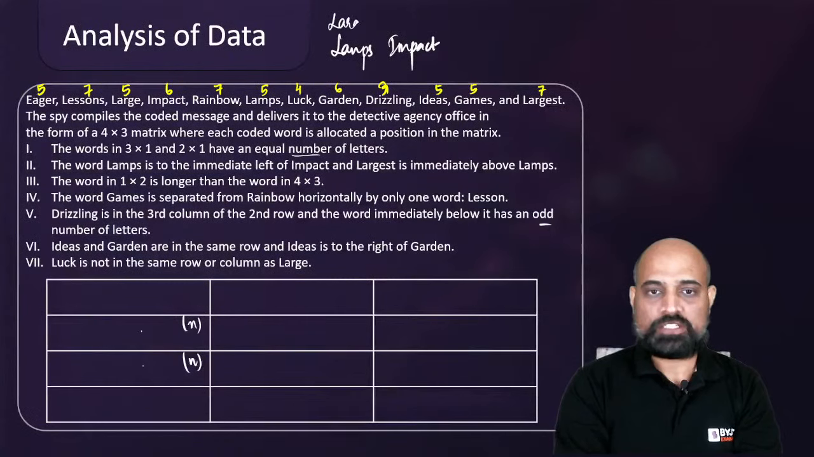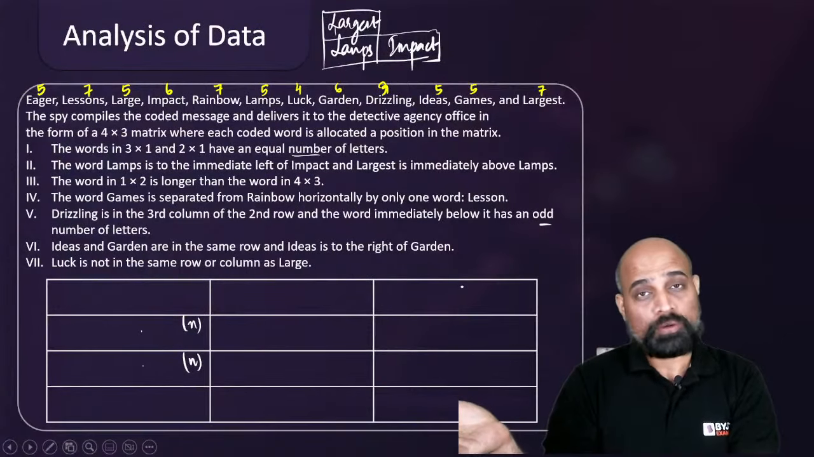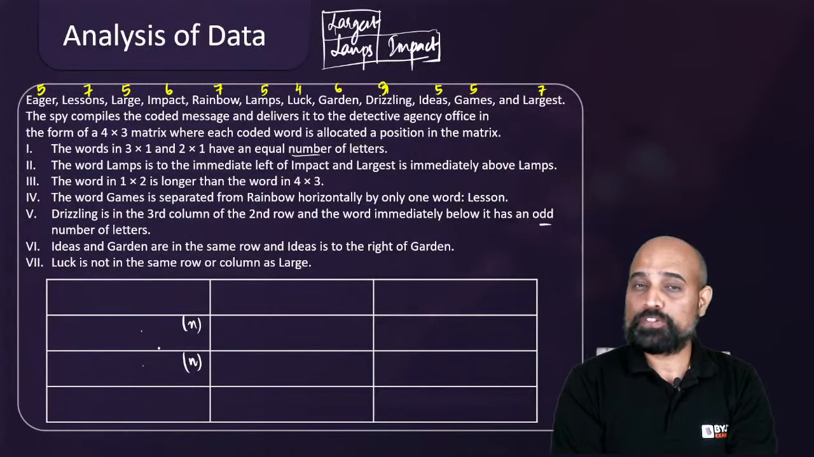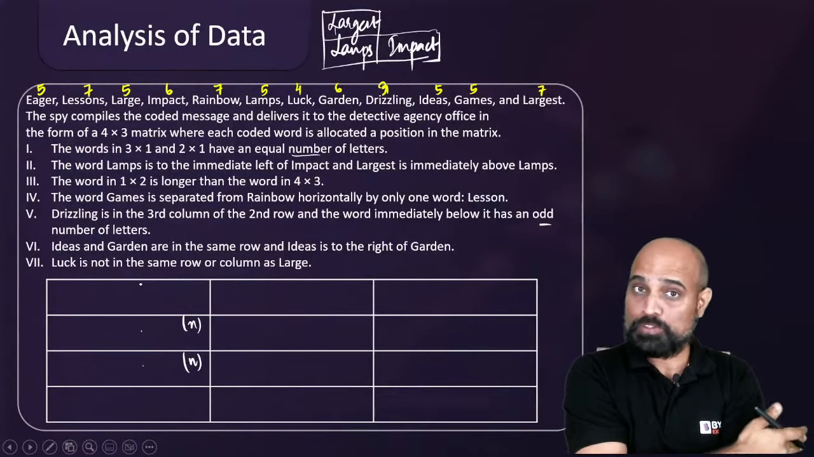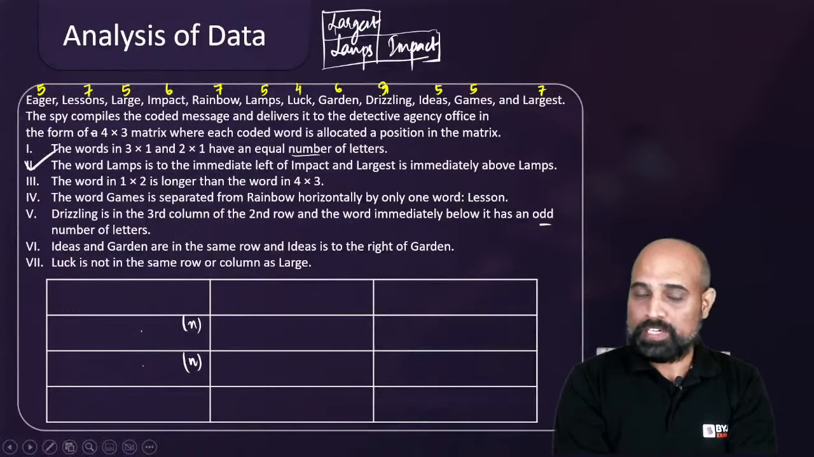So largest is the word which is immediately above lamps. So this is how the order should be for these three words, right? So it is pretty sure that largest and lamps cannot be in the third column because impact will go beyond the matrix, right? And impact can't be in the first column because then largest and lamps will go beyond the matrix. Okay, so we know this, we have done this.